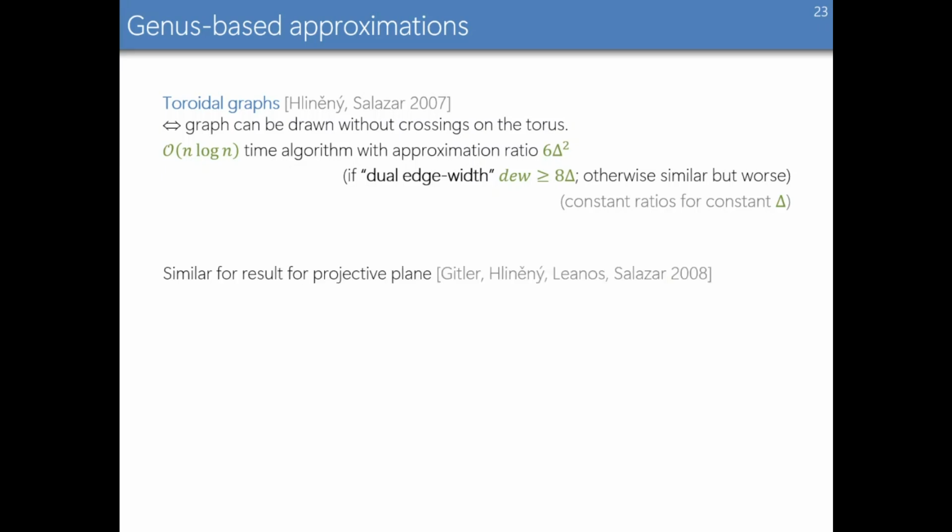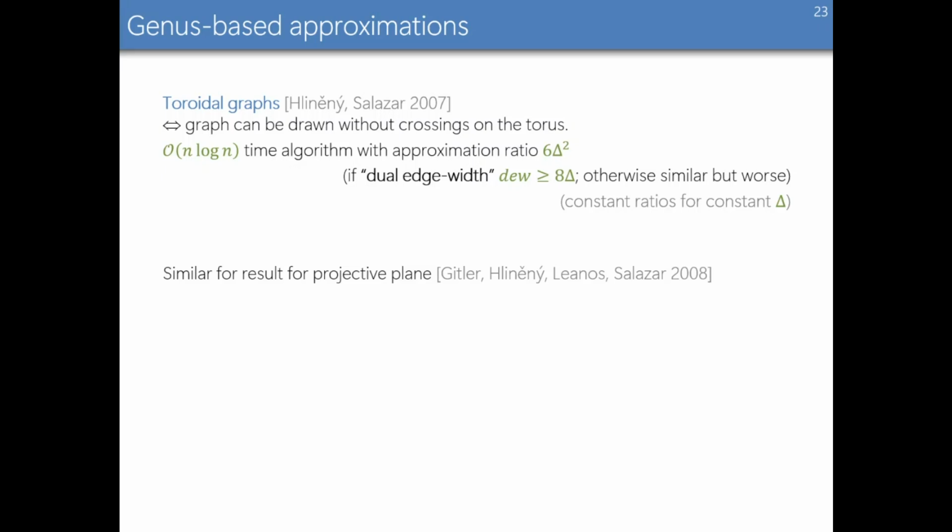A similar result holds for the projective plane. A projective graph is one that can be embedded in the projective plane without any crossings. And the projective plane is the simplest unorientable surface. It just has a single cross cap. But I really don't want to introduce unorientable genera in this talk because they just burn your head too quickly. So I'm not going to talk about that one.